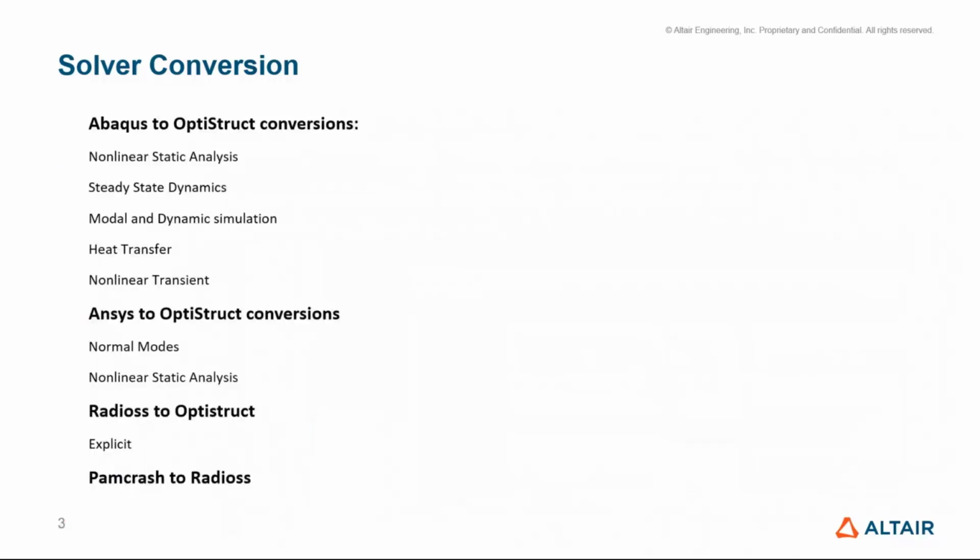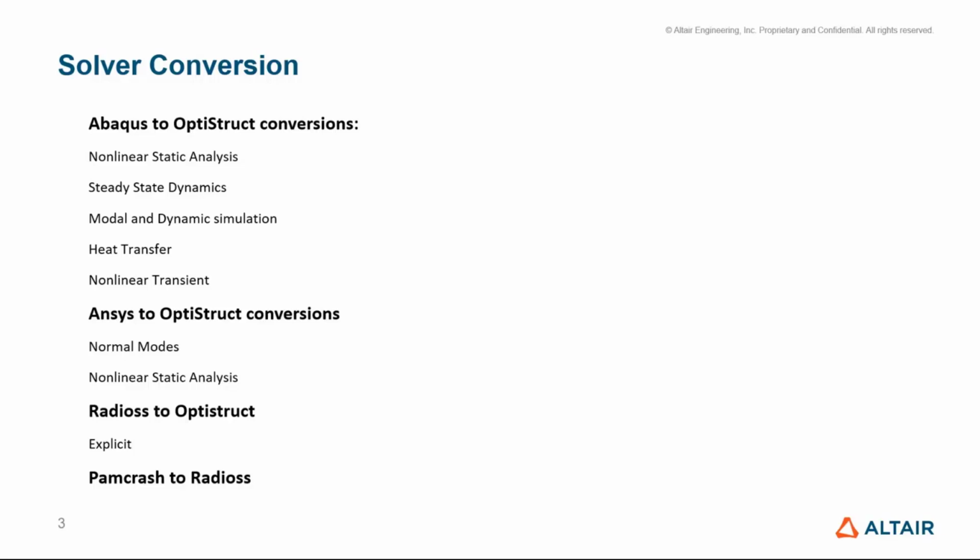Our major enhancements in solver conversion across interfaces have been focused on these physics. For Abaqus to OptiStruct, from nonlinear static to heat transfer analysis, we have got good results, and there was good feedback from the customers on running these conversions. Similarly, for ANSYS to OptiStruct, this was picked up from version 2020, where we got a lot of requests and feedback from the field. Today, with normal modes and linear static analysis, we've got good results.